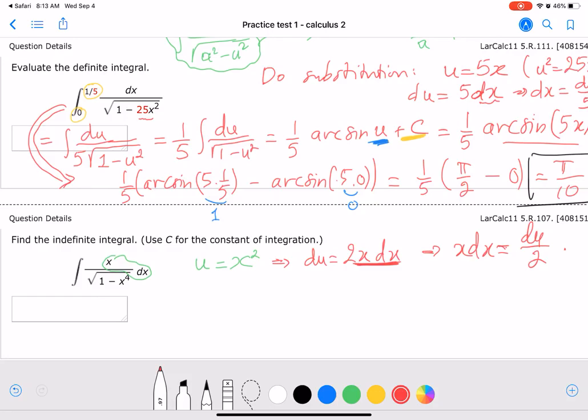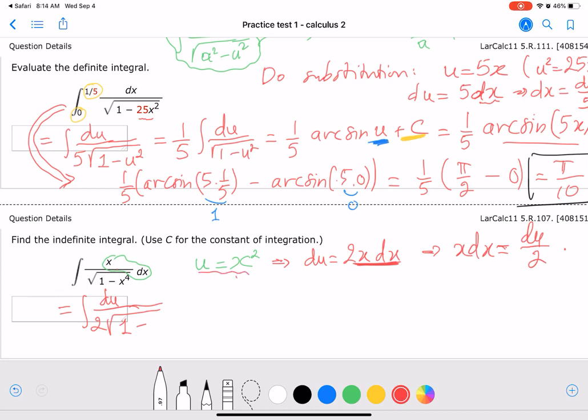And now we can rewrite our integral in terms of u. So this integral is equal to, x dx is du over 2, so I write du over 2 in here, and then the square root of 1 minus x to the 4.